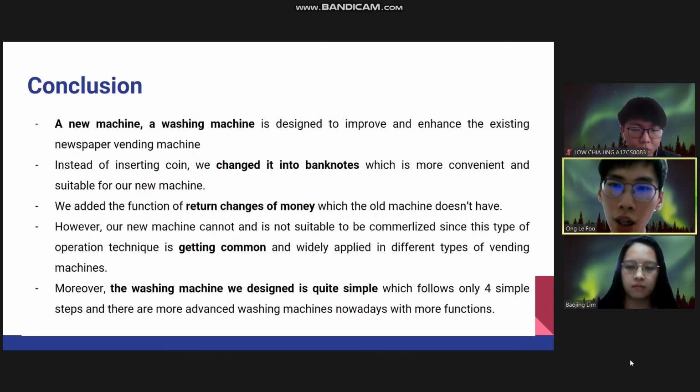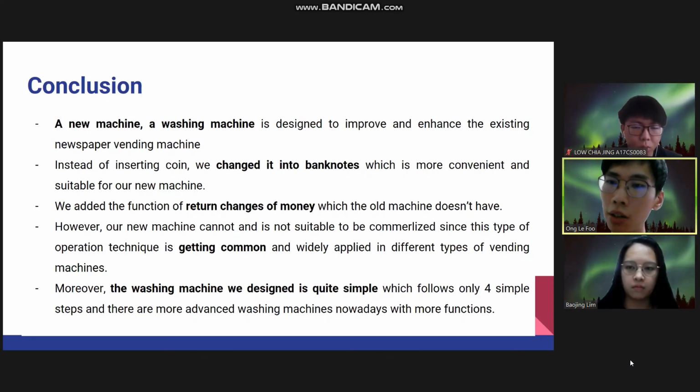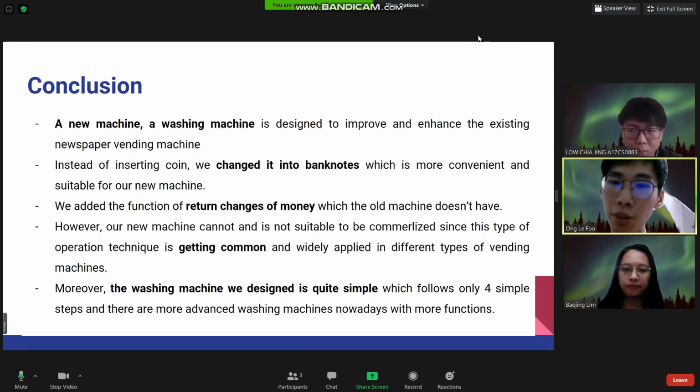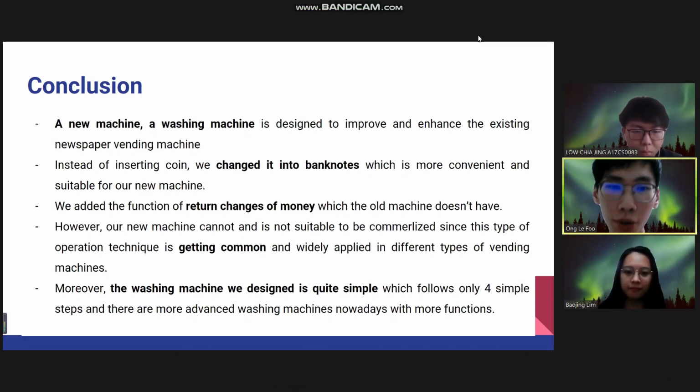However, our new machine is not suitable to be commercialized, since this type of operation technique is getting common and widely applied in different types of vending machines. Moreover, the washing machine we designed is quite simple, which follows only 4 simple steps, and there are more advanced washing machines nowadays with more functions.